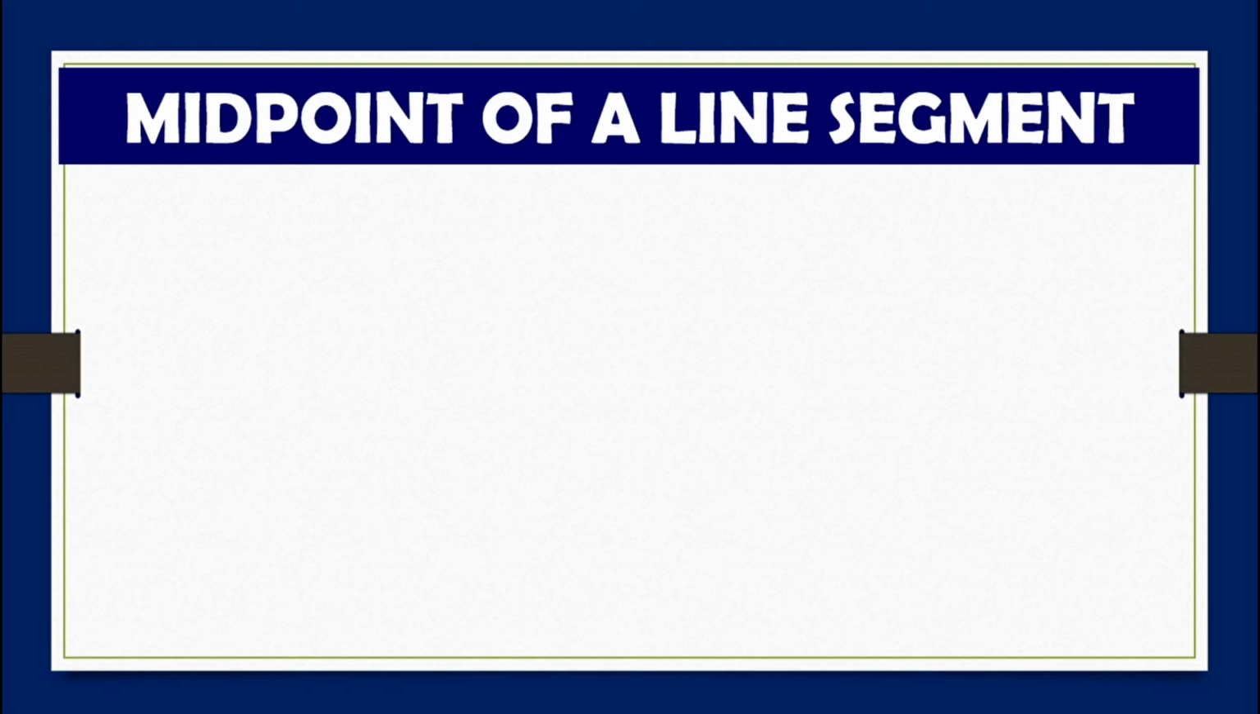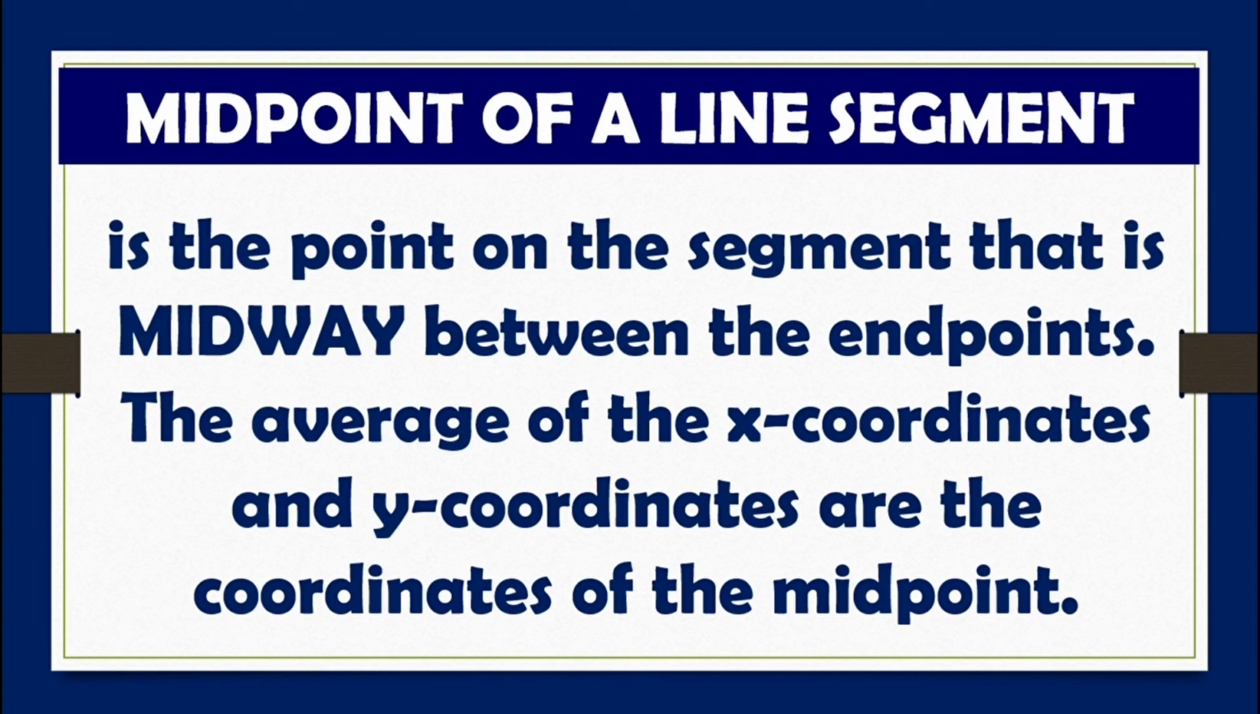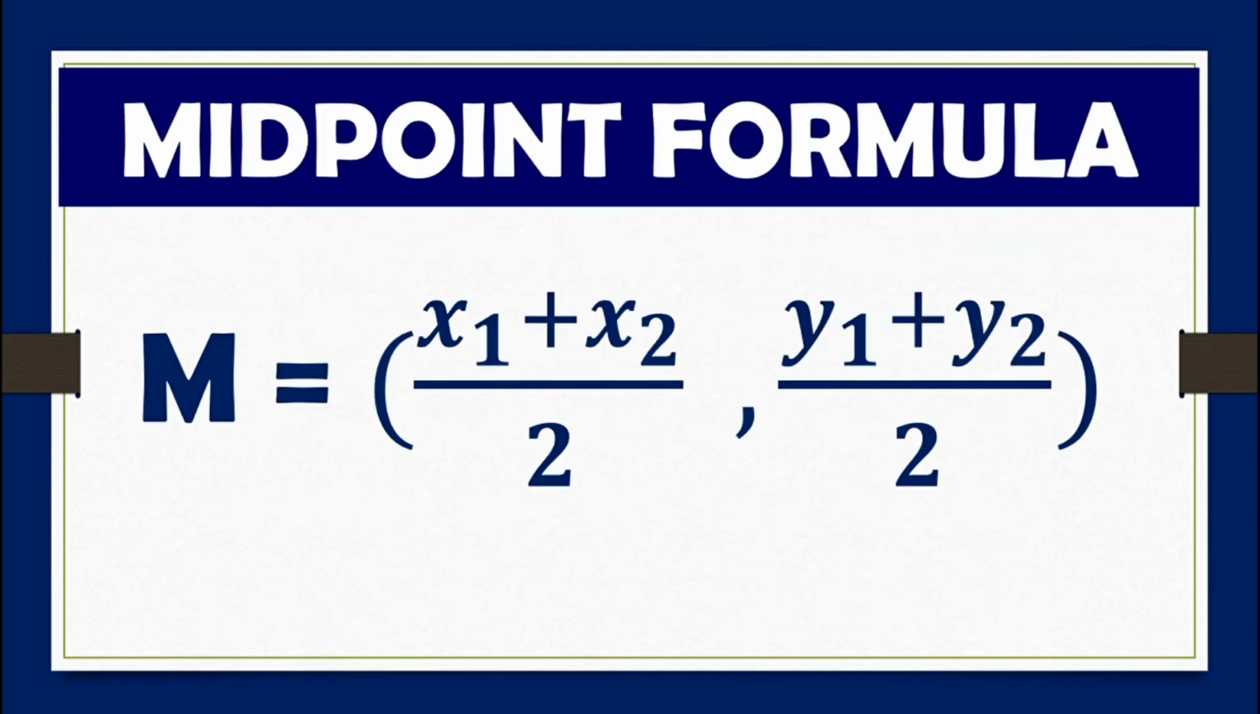Let us also discuss midpoint of a segment. It is the point on the segment that is midway between the endpoints. The average of the x coordinates and y coordinates are the coordinates of the midpoint. So mathematically, it is illustrated as m is equal to the quantity x sub 1 plus x sub 2 all over 2. This is for our x coordinate. And y sub 1 plus y sub 2 over 2. This is for our y coordinate.